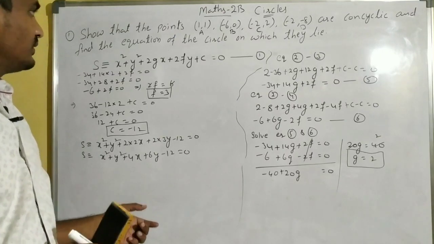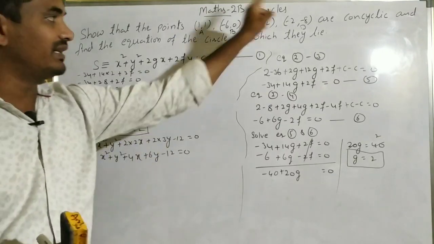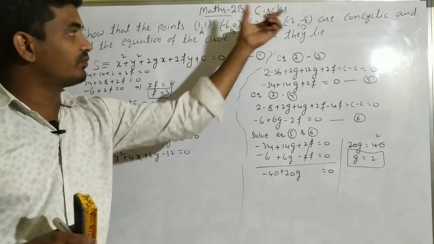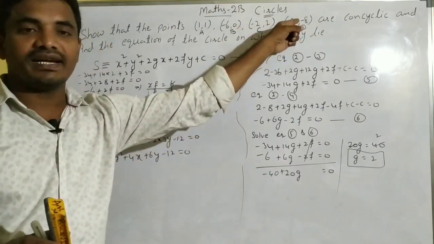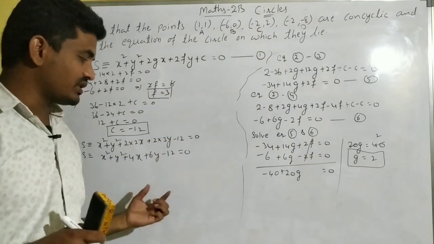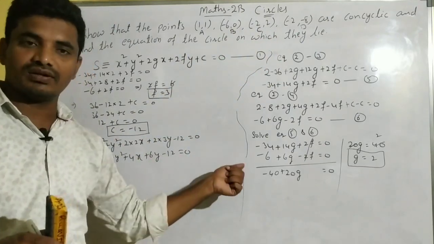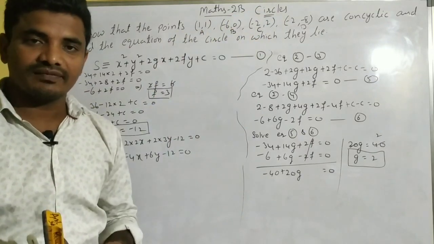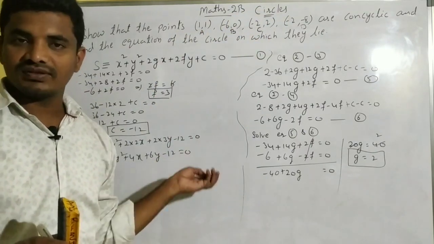After that, we have to check whether D is on the circle or not. If we substitute the point minus 2 comma minus 8 in the equation, we have to get both LHS and RHS equal, then all these points lie on the circle, otherwise it is not concyclic.